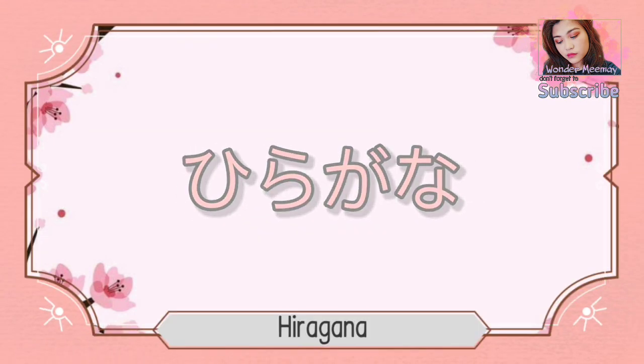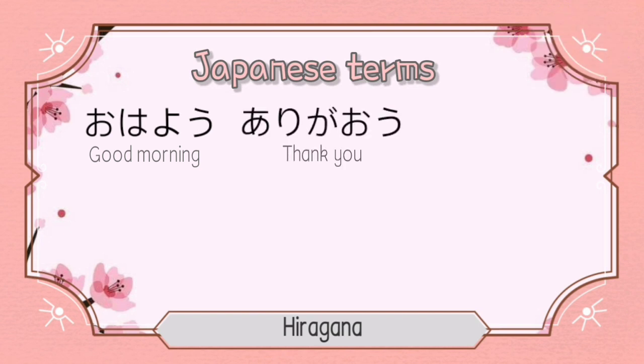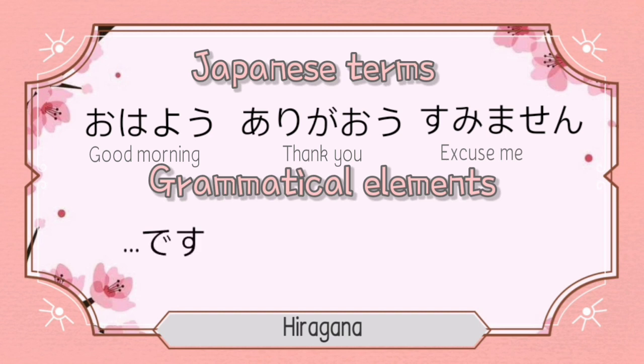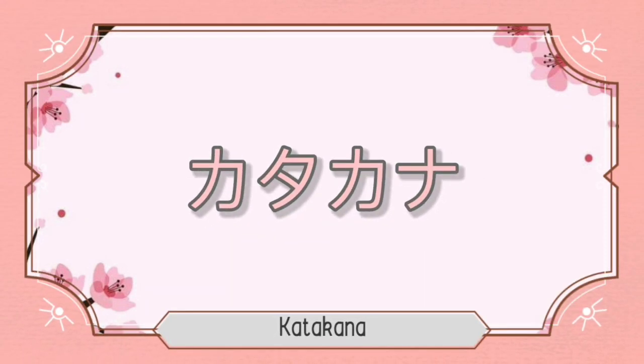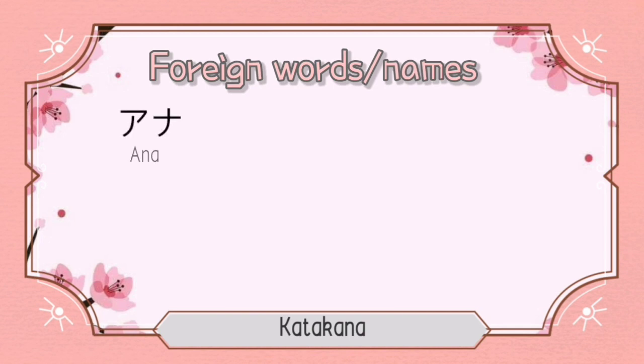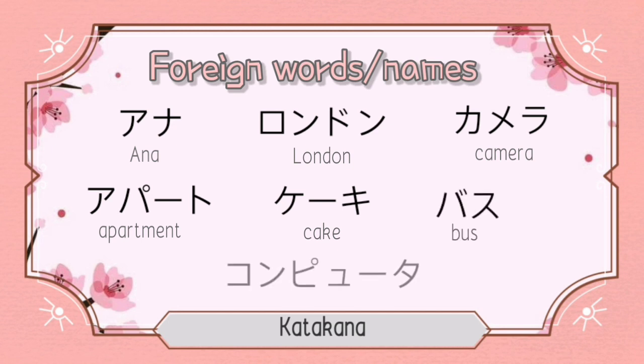The hiragana is used primarily for Japanese terms like ohayo, arigato, and sumimasen. It's also used for grammatical elements such as desu, wa, ni, and no. Katakana characters are used for foreign words or names such as Ana, Rondon, camera, apato, keki, basu, and computer.